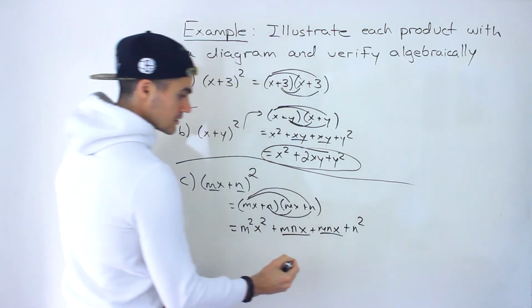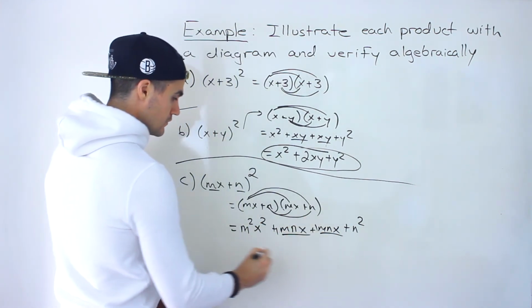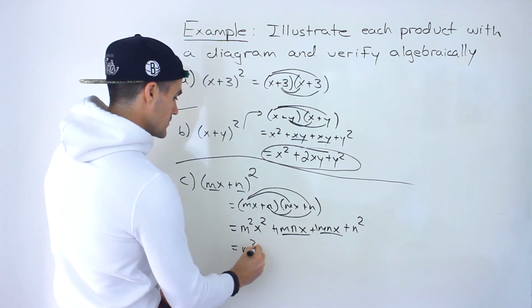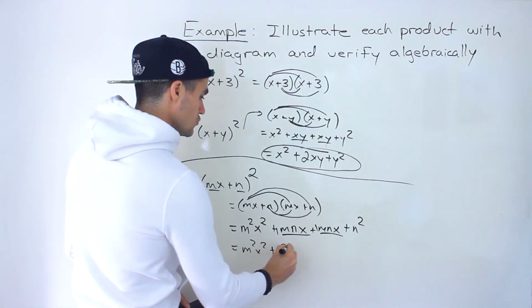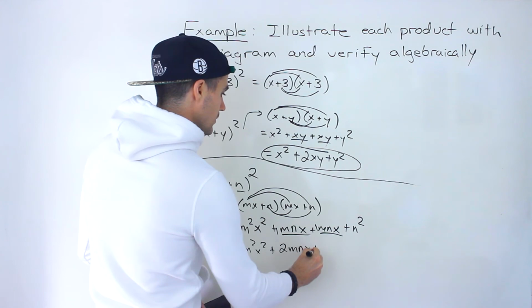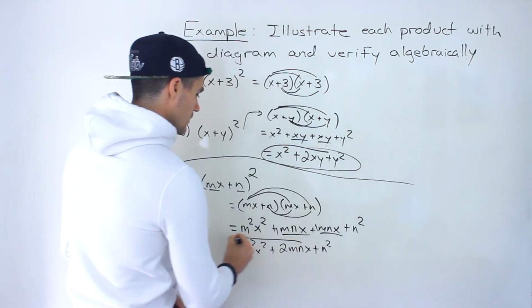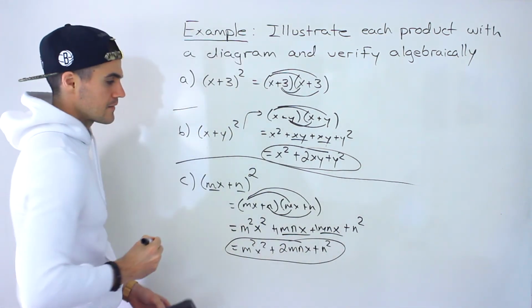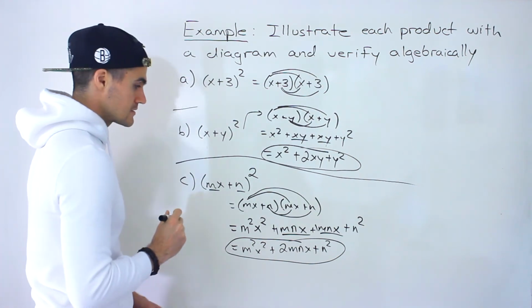These 2 are like terms. There's like a 1 in front of each of these. So we'll have m squared x squared plus 2mnx plus n squared, like that. So that's what the final product ends up being.